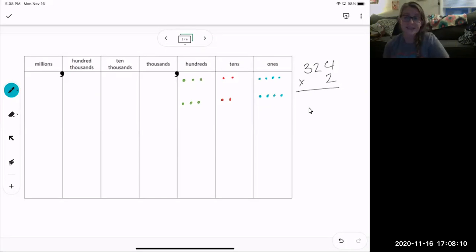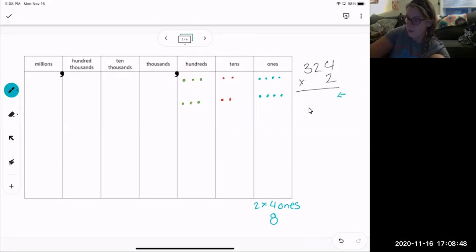Okay, just like our assignment yesterday, we are going to represent each column using our unit form and also represent that in our partial products underneath our multiplication problem. So in our ones place, we had 4 ones times 2. So 2 times 4 ones, which gave us 8 ones, which is equal to 8.